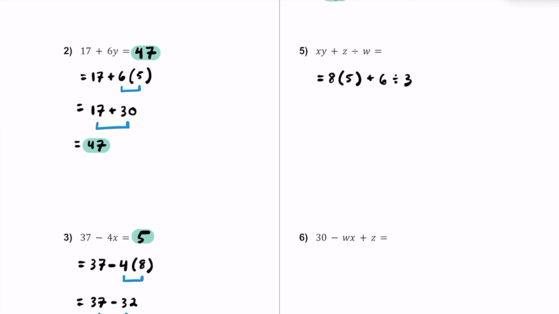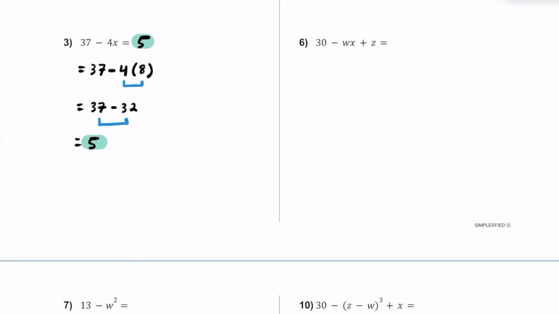All right, first things first, let's take care of this multiplication. It's not more important than division, but it is first in the problem relative to looking left to right. So 8 times 5 is going to be 40. So we have 40 plus 6 divided by 3. And then between addition and division, let's take care of division. 6 divided by 3 is going to be 2. So we're going to have 40 plus 2. And then 40 plus 2 is going to be equal to 42. That would be the value of this expression.